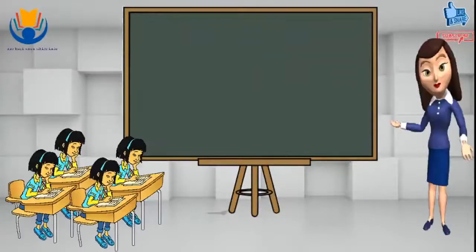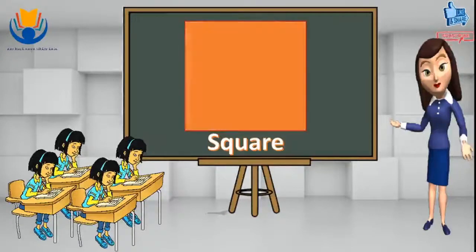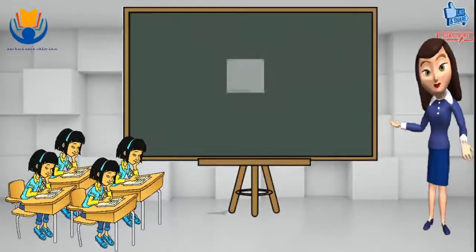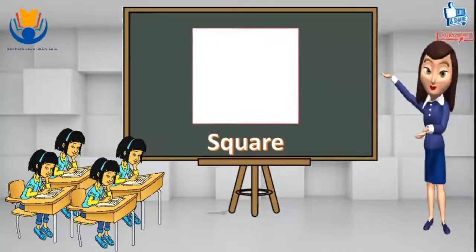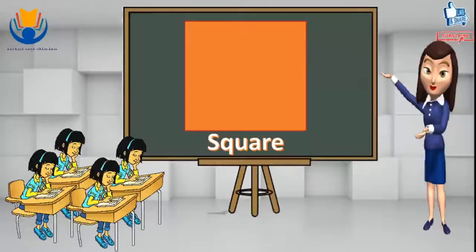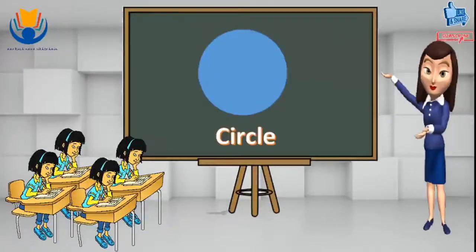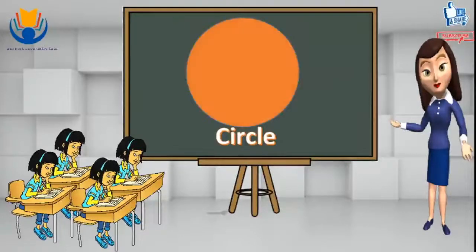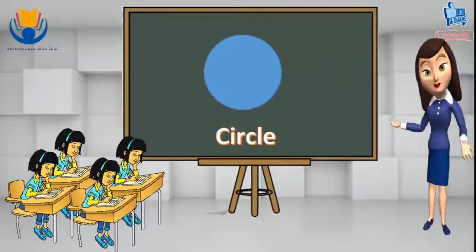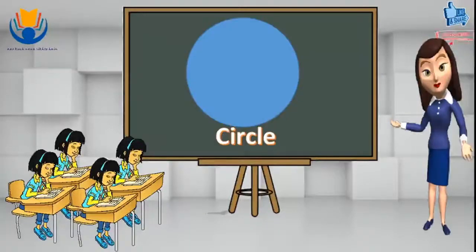I'm a square, you can see me everywhere. I have four sides, I'm a square. I'm a circle, I can go round and round. I have no sides, I'm a circle.